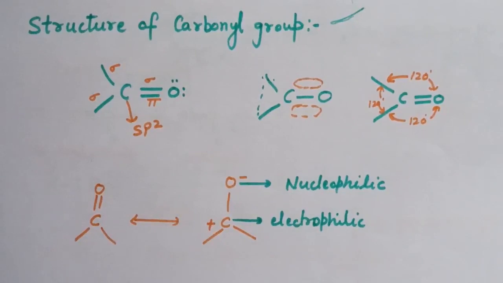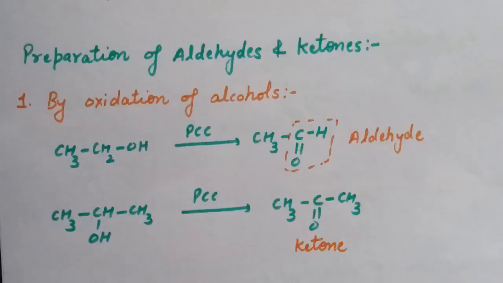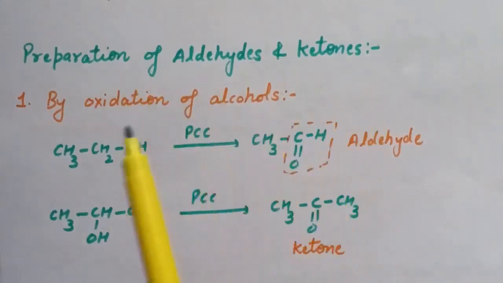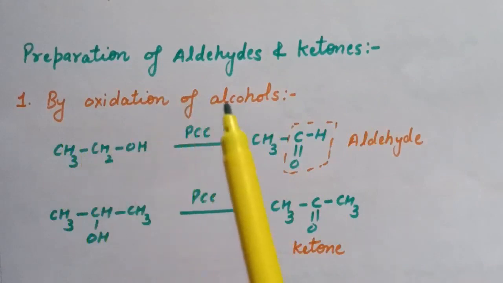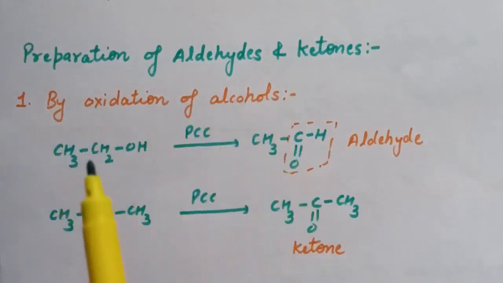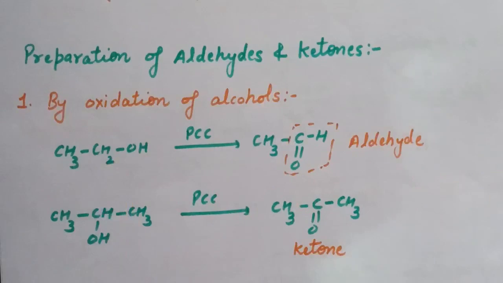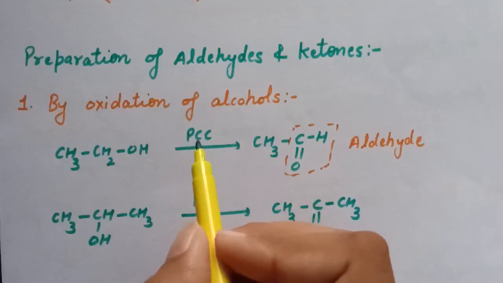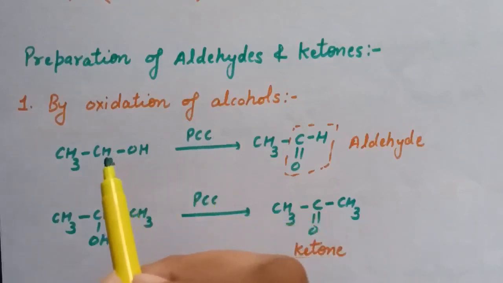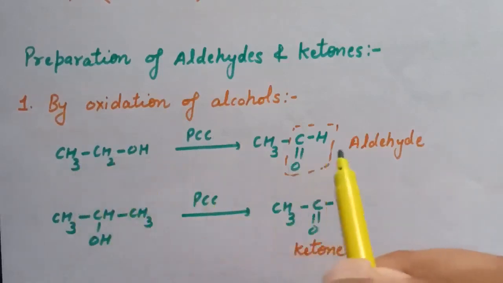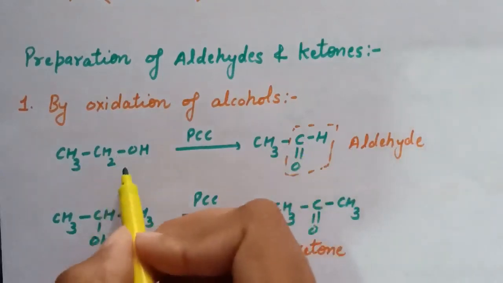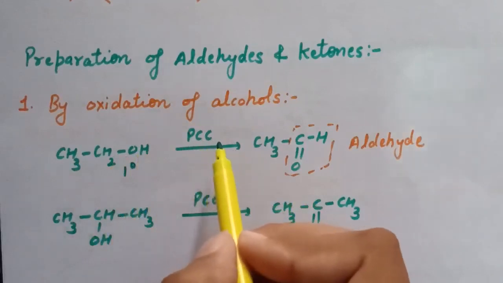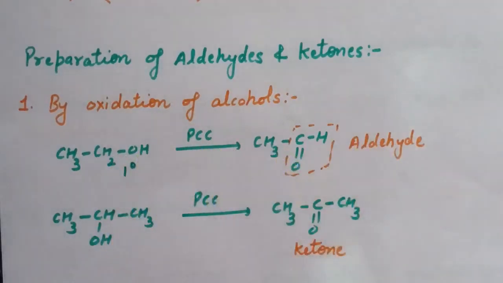Now next is preparation of aldehydes and ketones. First preparation is by oxidation of alcohols. Now here, if primary alcohol is oxidized in presence of PCC, that is pyridinium chlorochromate, the primary alcohol converts to aldehyde, that is CHO. This is primary alcohol RCH2OH. In presence of pyridinium chlorochromate, this converts to aldehyde.